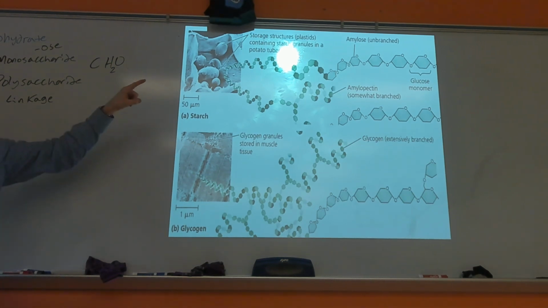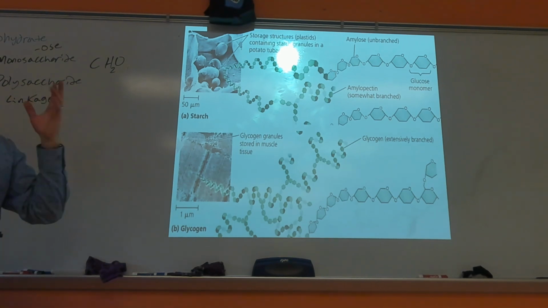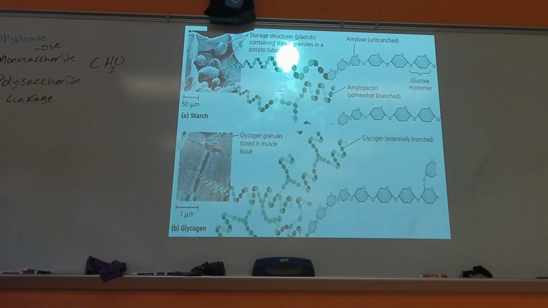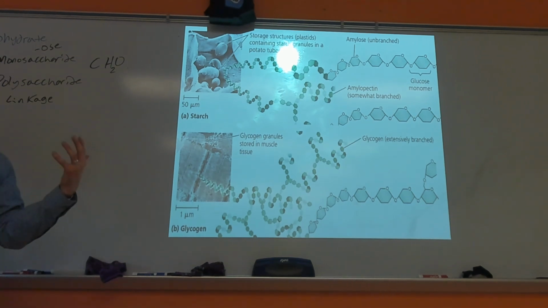Don't worry about amylose versus amylopectin. For our purposes, it's not that important. It's just the difference in the extent of branching. If you get into plant biology, they'll worry way more about it, but on the AP exam, they're not really getting to that level of detail.